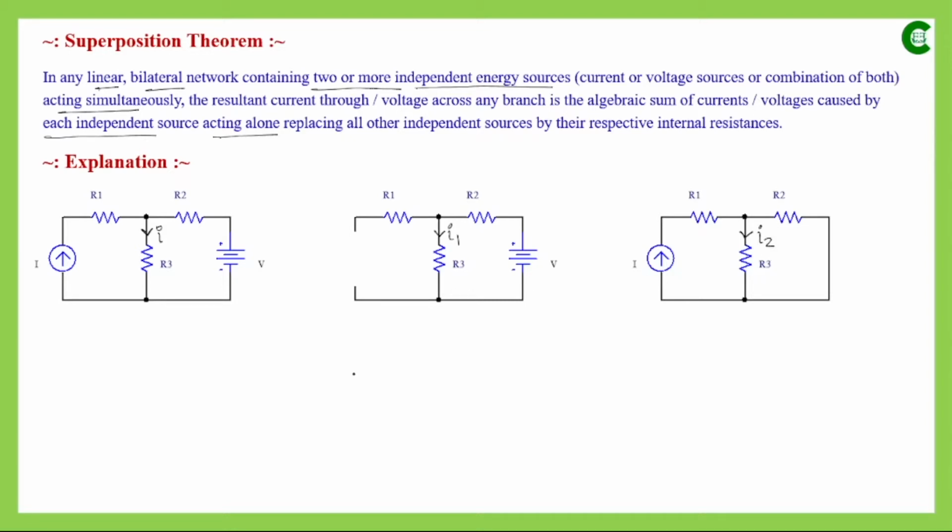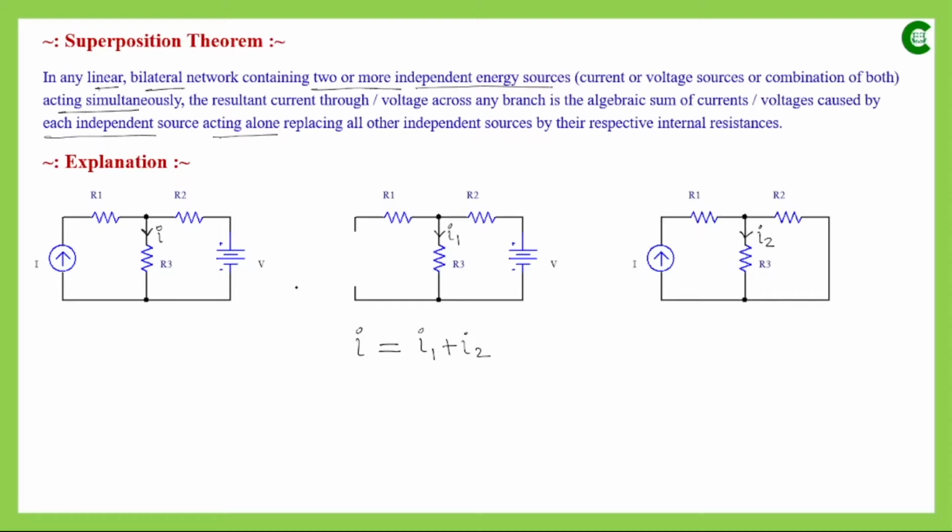Then we will algebraically add those two currents. Here the currents are flowing in the same direction, so we add them, and that will be the net current flowing through resistor R3 when both independent energy sources are acting simultaneously. So this is what the superposition theorem says.